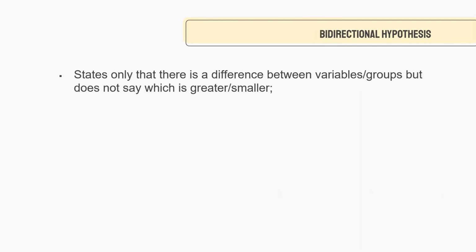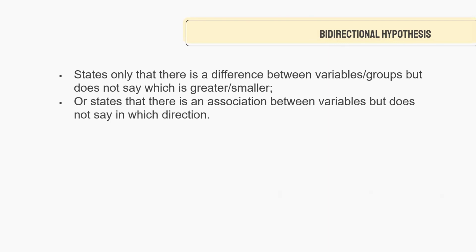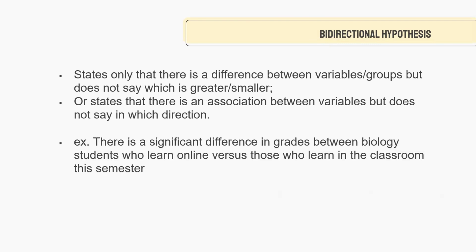For bidirectional hypothesis, these state only that there is a difference between variables or groups, but does not say which is greater or smaller. Or it states that there is an association between variables but does not say in which direction. So for example, there is a significant difference in grades between biology students who learn online versus those who learn in the classroom this semester. So it just states there is significant difference, but didn't specify which is higher or which is lower.